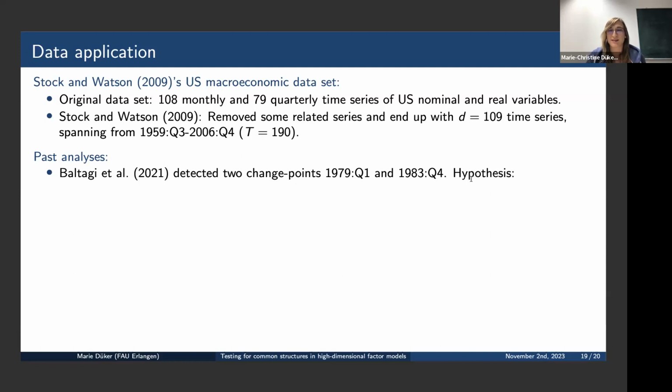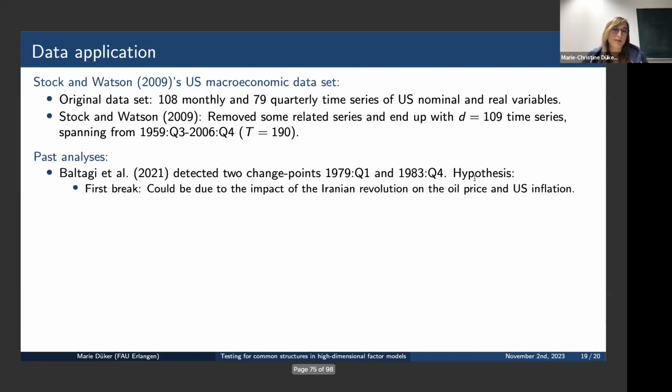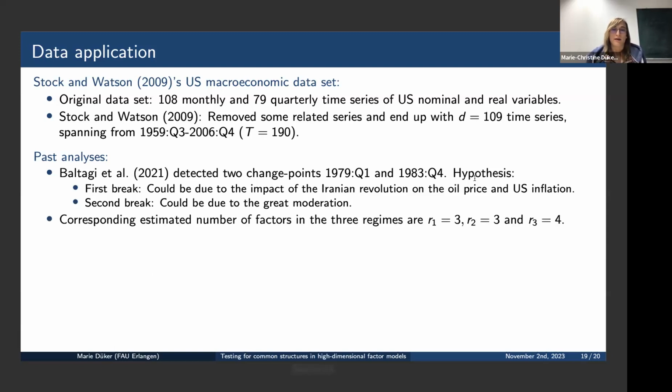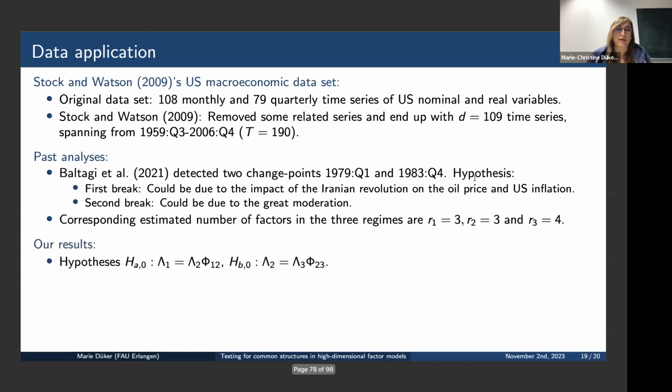one in the 70s and one in the 80s. And they hypothesized for those two change points that the first break could be due to the impact of the Iranian Revolution on the oil price, and the second break could be due to the Great Moderation. The corresponding estimates of the number of factors in the three regimes were 3, 3, and 4. And this is what we used as the basis for our test.